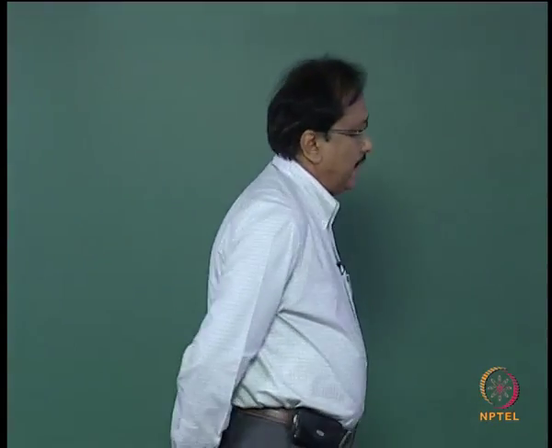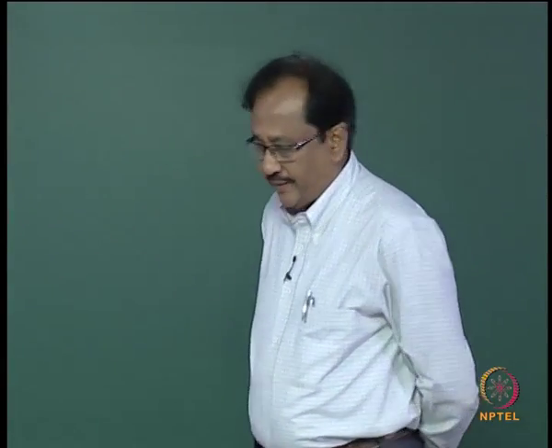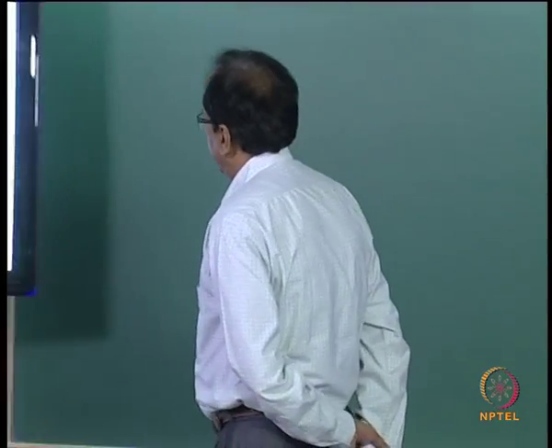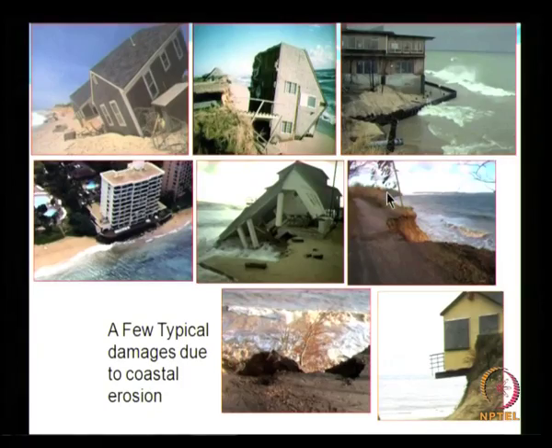So we have seen the kind of erosion, these are all just typical pictures you see: cutting off of the roads, buildings, hotels, valuable properties being dislodged by the waves that create or cause coastal erosion.